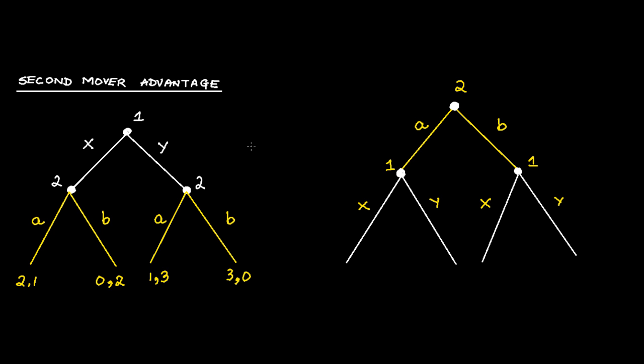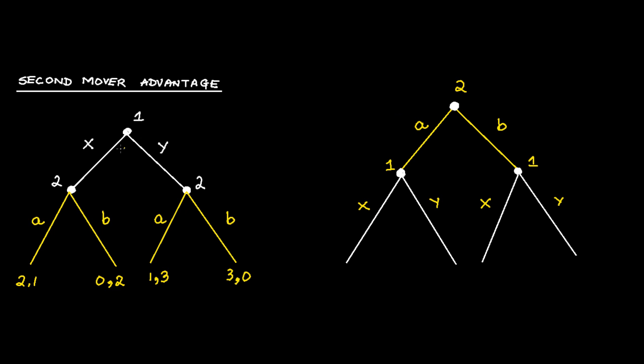Second mover advantage. Now in this game we'll see that when the second player moves, he will be at an advantage. The person who's going to move second will be at the advantage. So this is the original game which you have.